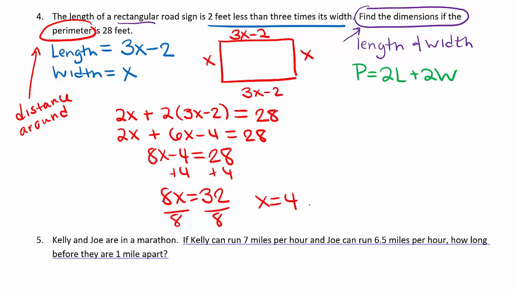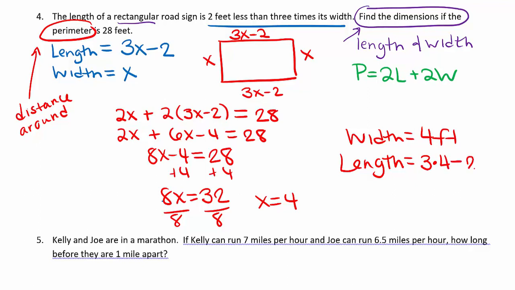Now they wanted both dimensions, and the x was the width. So the width of my rectangle is 4 feet. To get the length, I'm going to plug x equals 4 into that 3x minus 2. That's 12 minus 2, or 10 feet. So this rectangle has to be 4 feet by 10 feet.